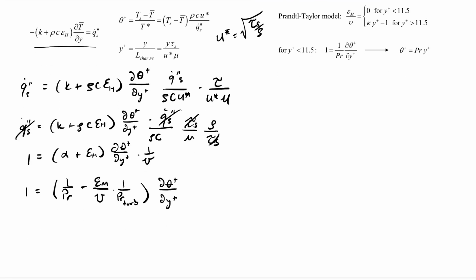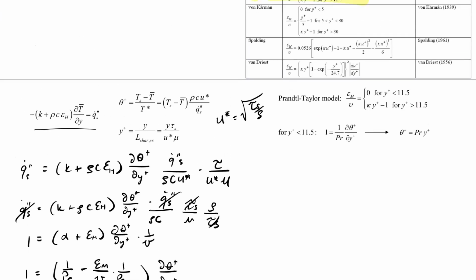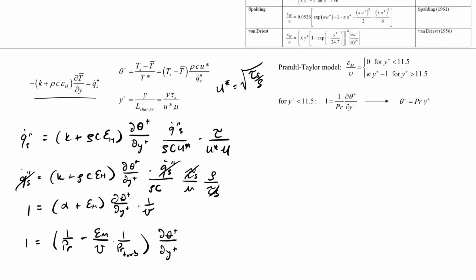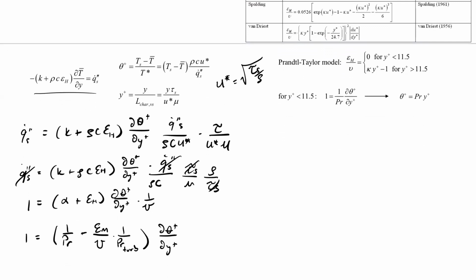Okay, so we have now this equivalent in inner coordinates. So let's use our Prandtl-Taylor model finally. What we're going to do is start with the case y plus less than 11.5. We're going to substitute in our assumption that epsilon M over nu is equal to 0. And we do that, and we end up with theta plus is equal to the molecular Prandtl number times y plus.